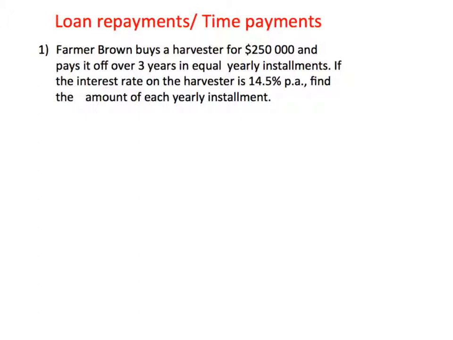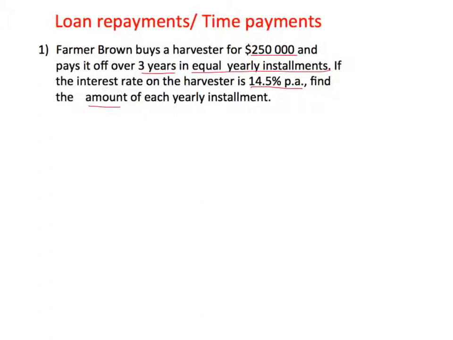Alright, so in this first question we've got Farmer Brown, and he buys a harvester for $250,000 and pays it off over 3 years in equal yearly instalments. If the interest rate on the harvester is 14.5% per annum, find the amount of each yearly instalment. So he's making 3 yearly instalments.